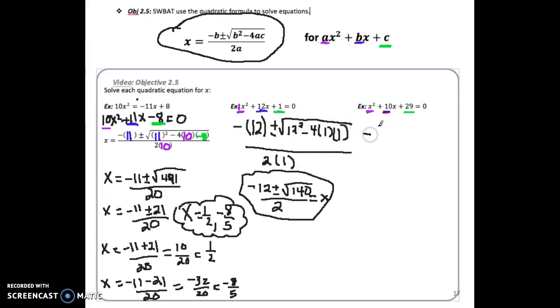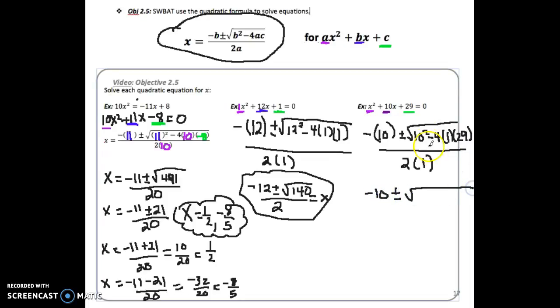Then we have negative times whatever b is, which is 10, plus or minus the square root of b squared, so 10 squared, minus 4 times a, which is 1, times c, which is 29. And the entire thing is over 2 times a, which is 1. Again, always starting by doing what's under my square root. So we're going to have negative 10 plus or minus the square root of 10 squared minus 4 times 1 times 29, which ends up being negative 16. We're going to divide that by 2.